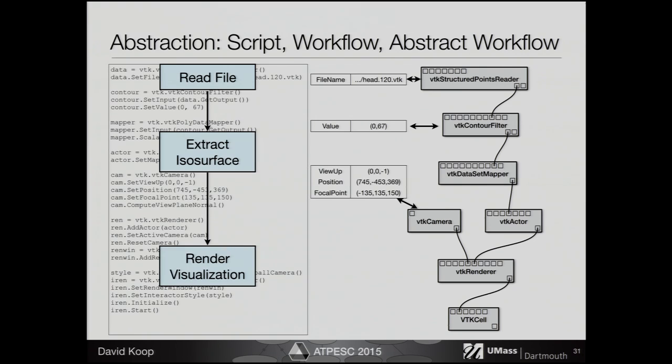We're not talking about specific VTK modules now. We're looking at things like read file, extract isosurface, render visualization. That's sort of the high level view if I want to explain to just some general computer scientist, general computational scientist. That might mean something, or at least at some level just to most people, right?